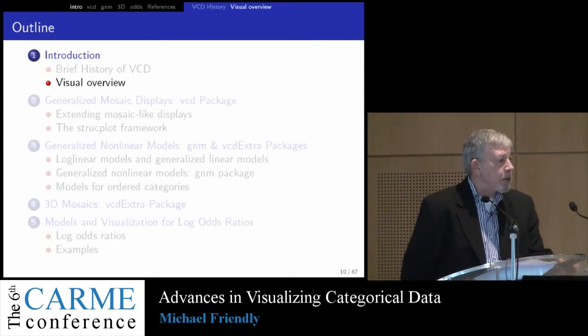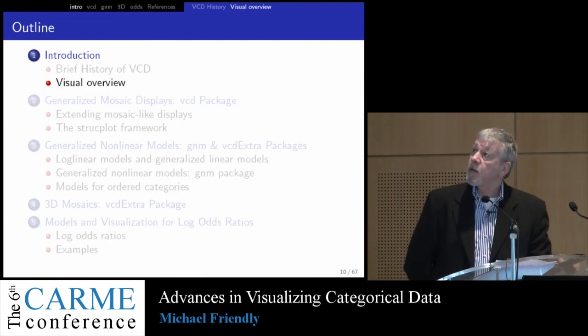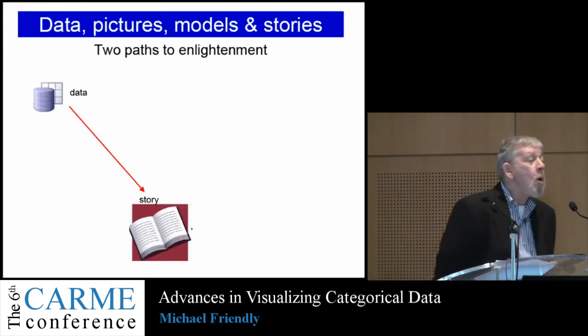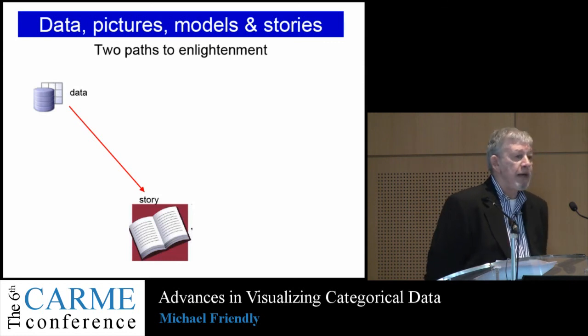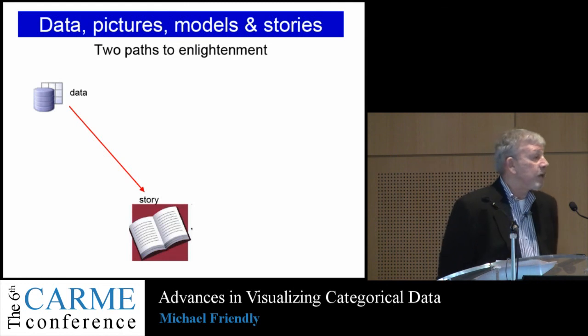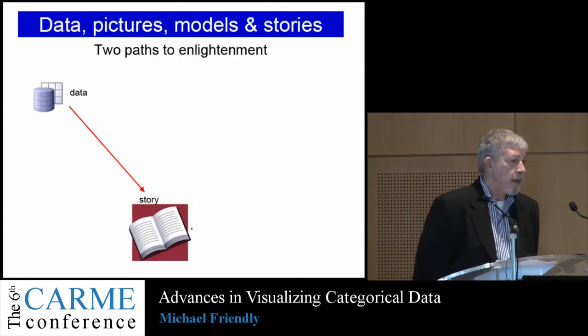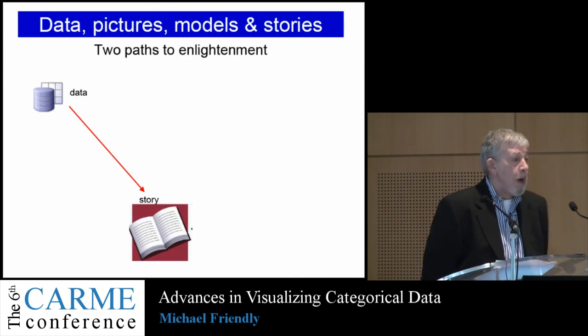So let me give you a visual overview of the content and my particular take on visualizing categorical data. So let me start with what I hope you'll all agree is the central goal of data analysis and statistics. That is, we start with some data. And the goal should be to tell a story, tell an accurate, understandable, and hopefully interesting story about what is going on in some real problem.